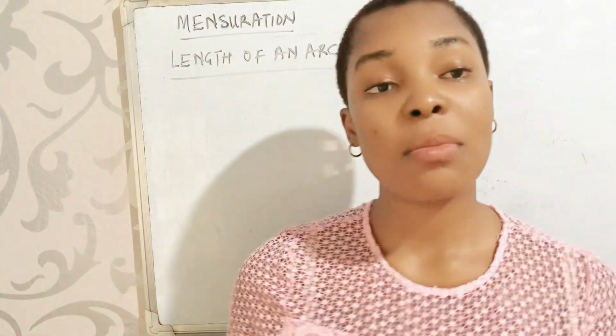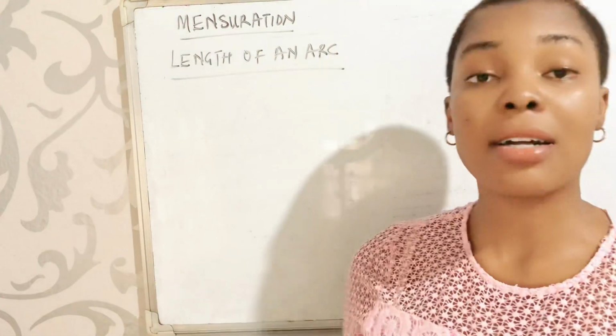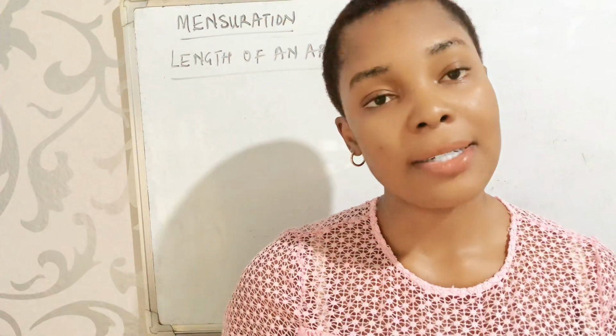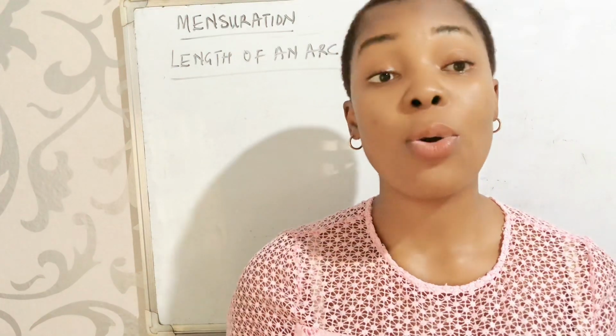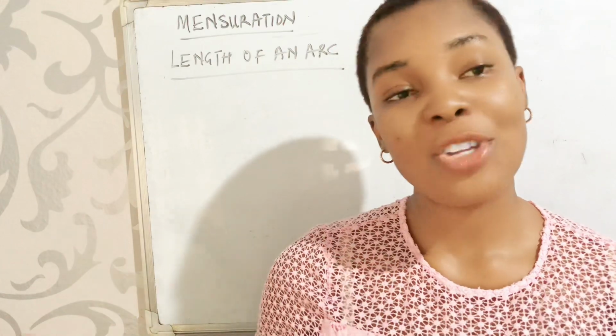Welcome to today's class. Our topic today is mensuration, and under mensuration, we'll be talking about the length of an arc. Consequently, we'll be talking about how to calculate the radius of the sector of a circle, and then we'll talk about how to find the angle subtended at the center of a circle when you are given the radius and the length.